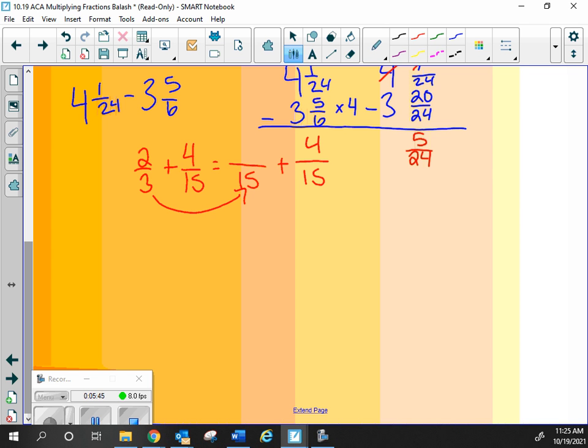Times 5. Okay, it's gonna help to know those multiplication facts. So whatever you do to the bottom, you do to the top, and that's gonna give us 10. Okay, now we can add them as is. 10 plus 4 is 14 out of. Okay, yeah, with practice, those multiplication facts are going to be very handy.